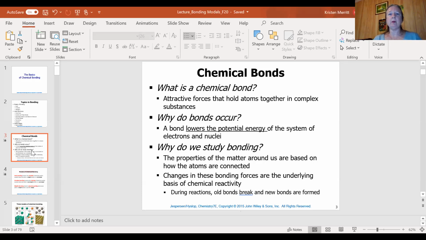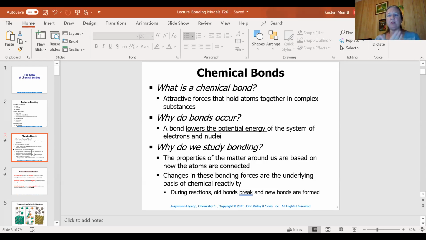So why does a bond occur? The whole point of anything in chemistry is lower energy. So when a bond is created, whether it's ionic or covalent, it means that the product of that interaction, that bond, has resulted in a lower energy level. And that is what drives chemistry.